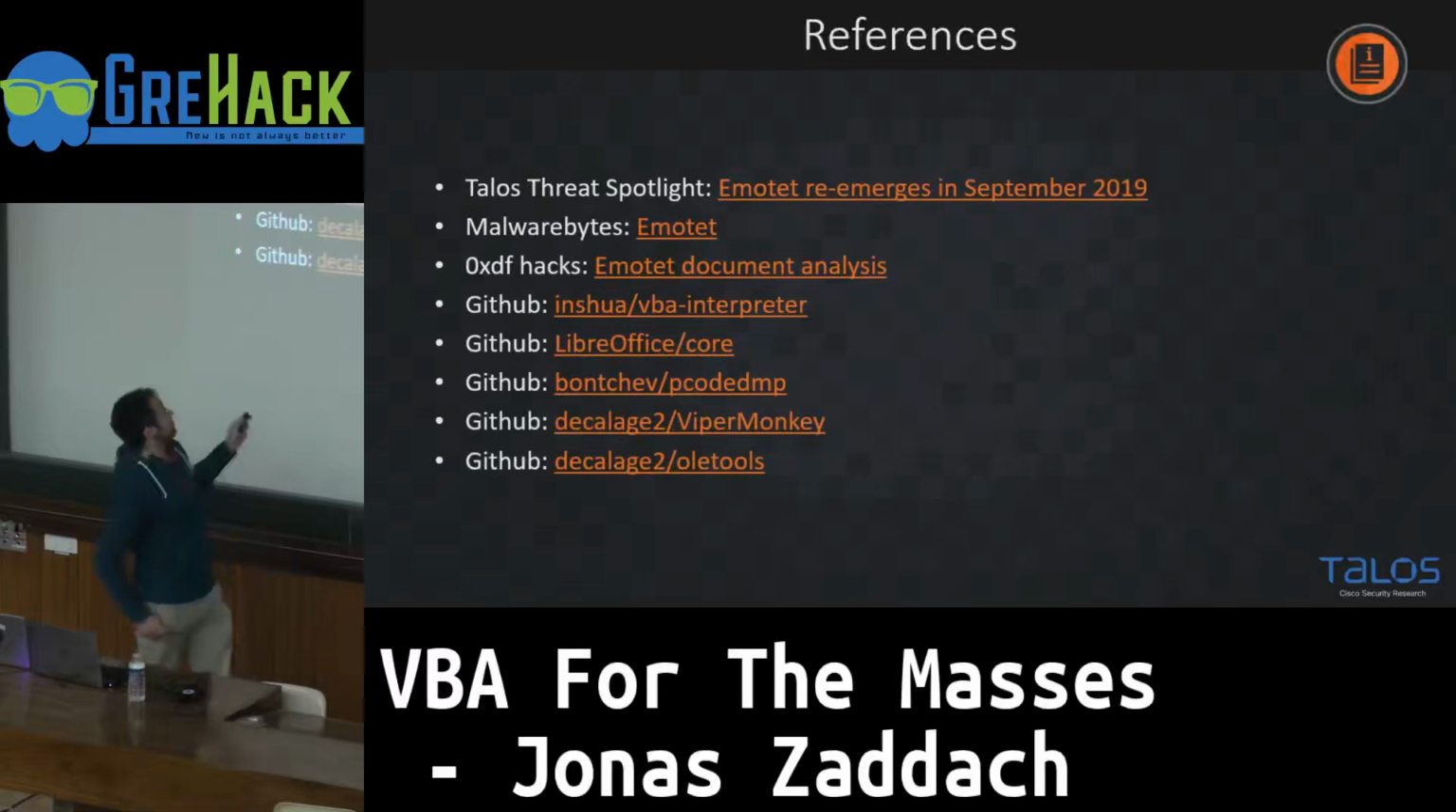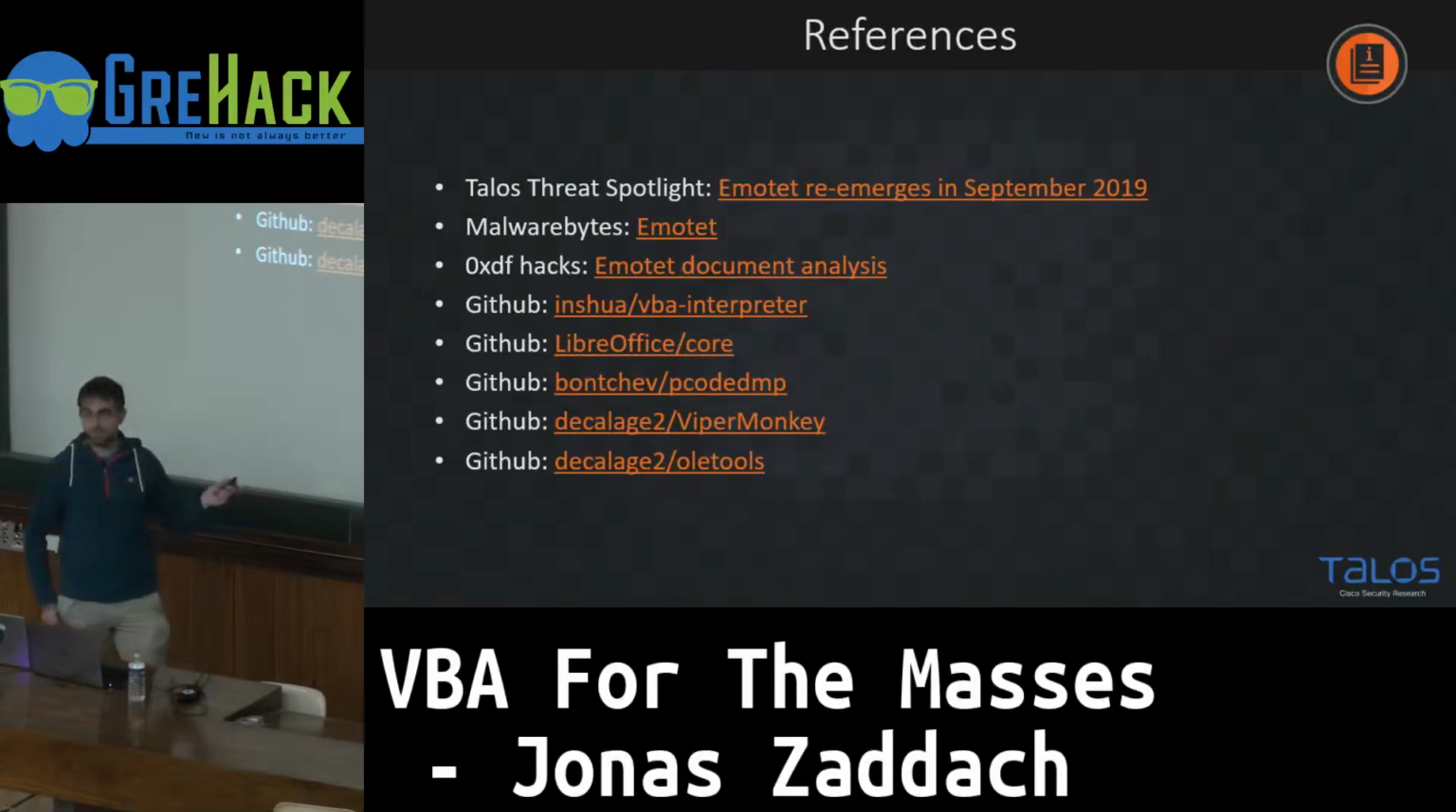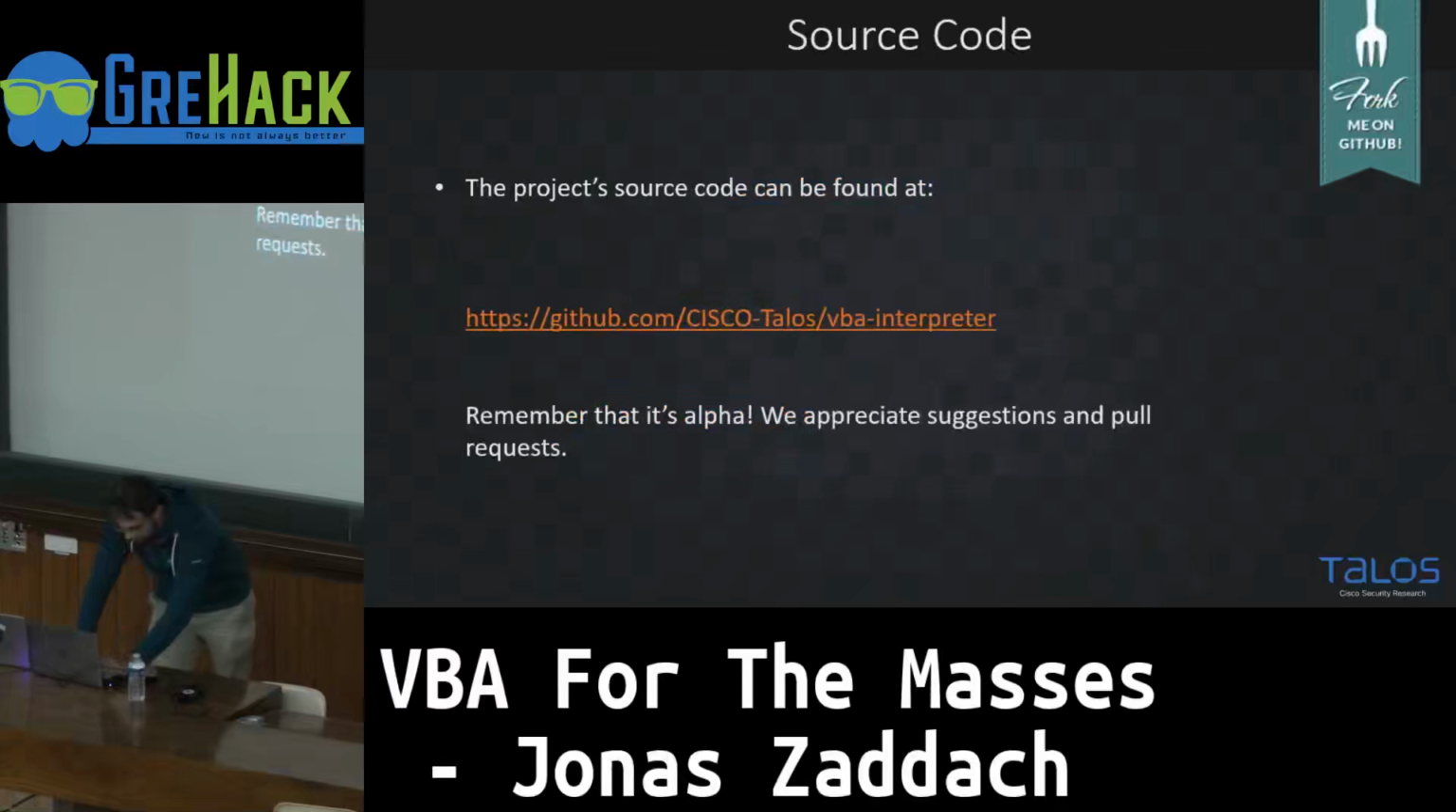I've provided you with a couple of references. There are articles about Emotet. There is the original repository that I used, the LibreOffice repository. P-code dump is a utility that is very cool to dump the P-code representation inside the document. ViperMonkey and oletools are the tools from Philippe Lagadec. And not now, but on Monday you should be able to download the code of this project here. I will also provide the slides, so as soon as the slides are online you should have the URL.